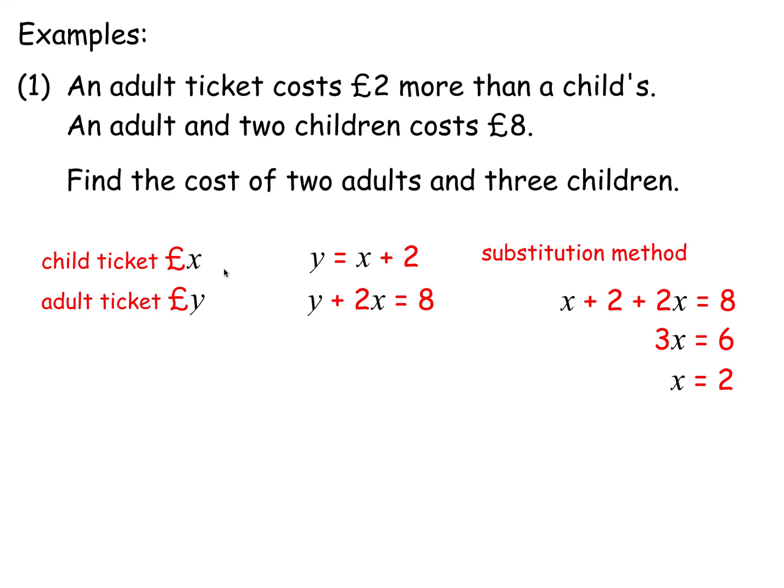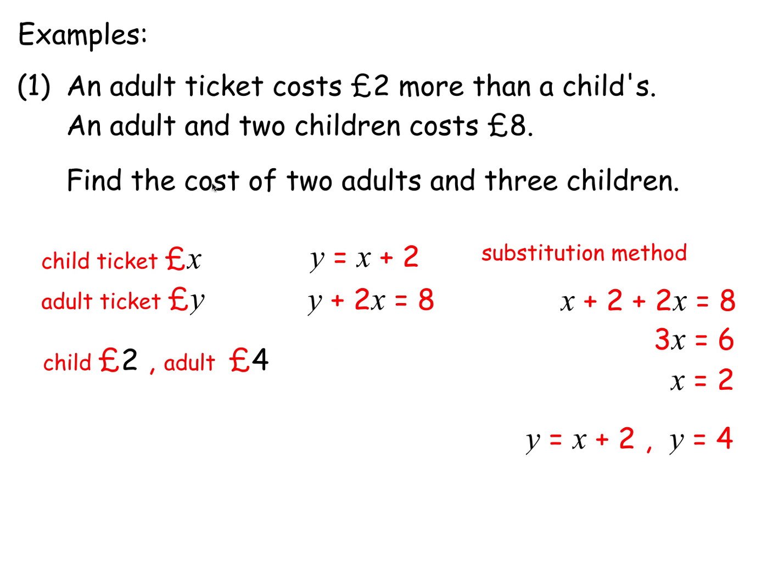That means a child's ticket's £2. y equals x plus 2, so y is 4. And adults is £2 more. Interpret, that's to solve the equations. Interpret the solution as simply to say £2 for a child's ticket, £4 for an adult ticket. So we introduce the letters. You have to say what they are. You have to say a child's ticket's x and an adult's ticket's y. And then when you solve the equations, you have to say from your solution what a child's tickets cost and what an adult's tickets cost.